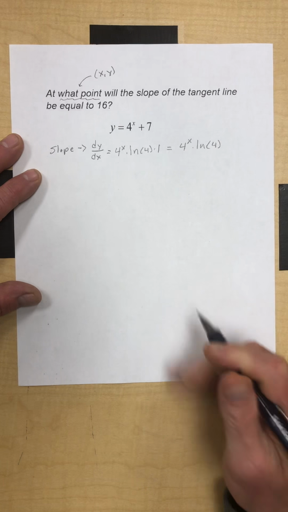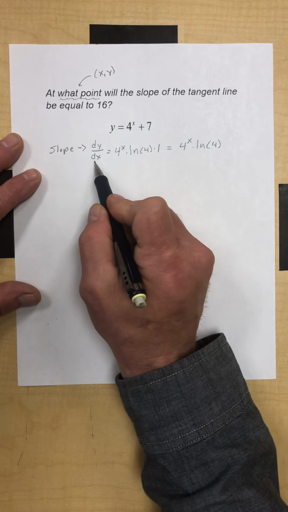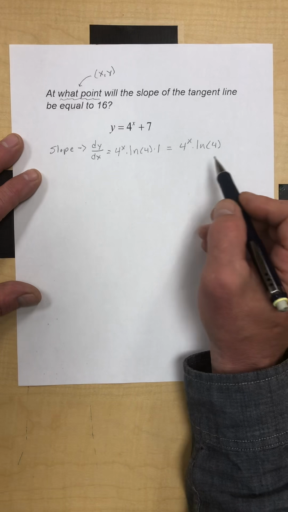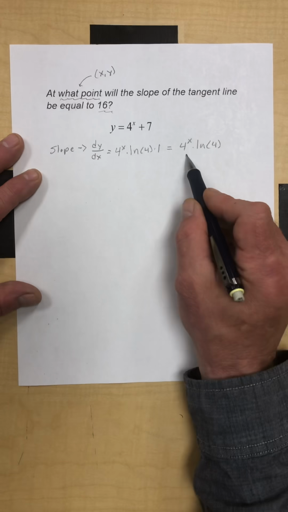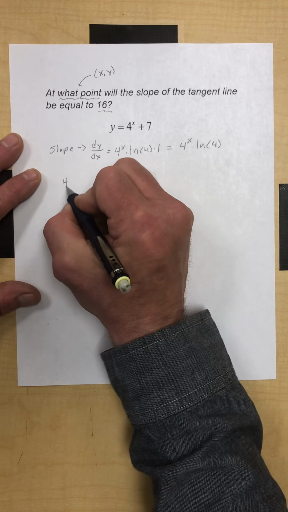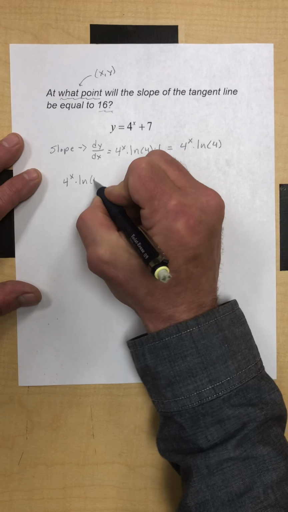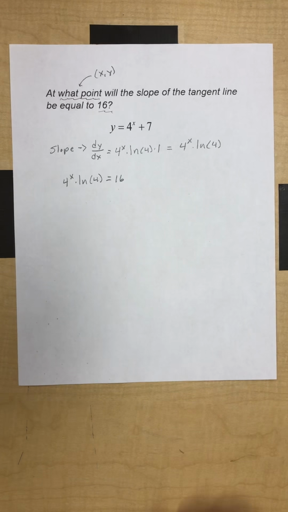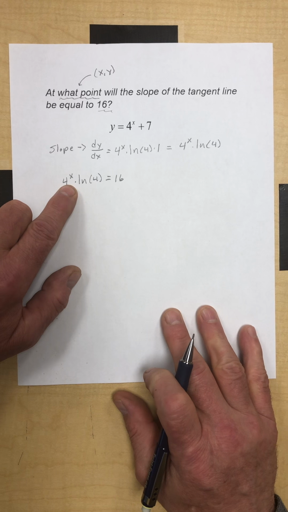So we want to know when will this function, our derivative, which represents our slope function, or slope of a tangent line function, I should say, be equal to 16? So we have to take this guy, set it equal to 16, and then solve. So we have 4 to the x power times the natural log of 4 equals 16. And we've got to figure out when that's going to happen. So we have to solve for x, obviously.